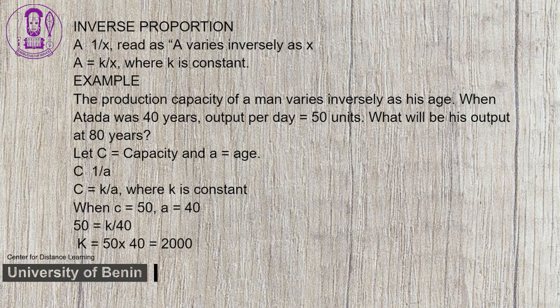B equals k/x, where k is a constant. Example: the production capacity of a man varies inversely as his age. When Atata was 40 years, output per day equals 50 units. What will be his output at 80 years?